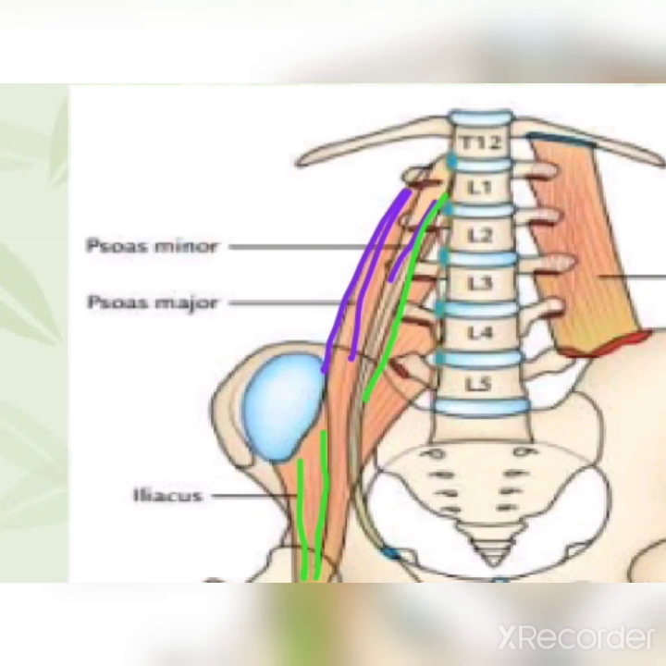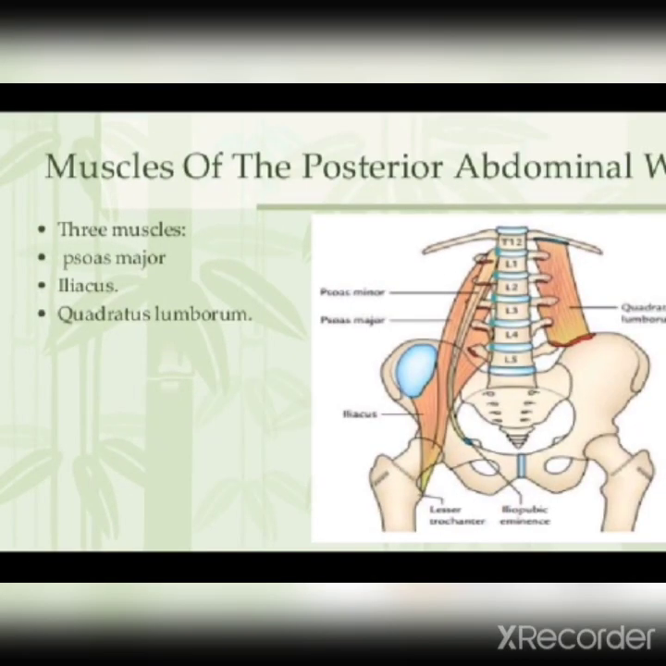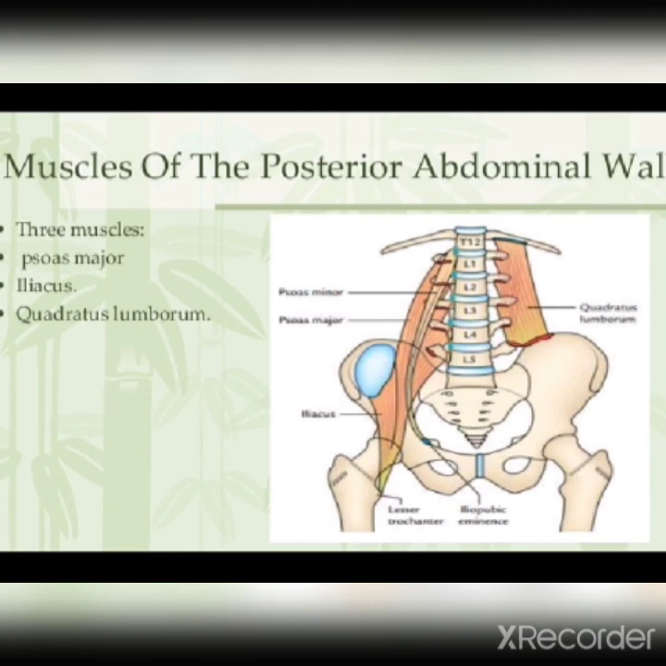Quadratus lumborum, this is the quadratus lumborum, a very important muscle in physiotherapy. The origin and insertion of the quadratus lumborum are very important in physiotherapy applications, in back pain and various other patients. So these are the muscles of the posterior abdominal wall.